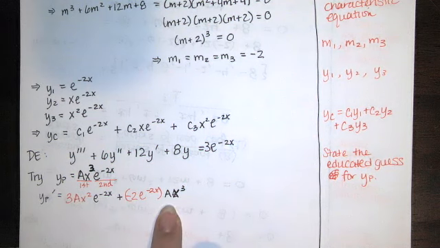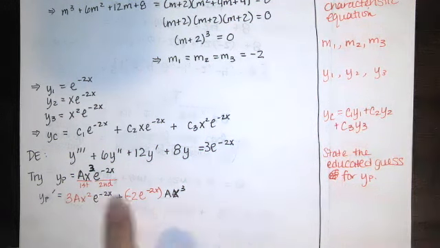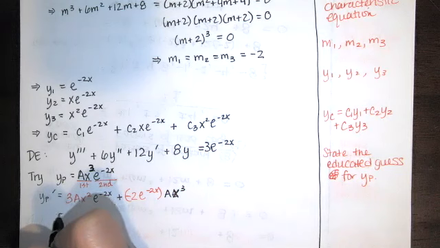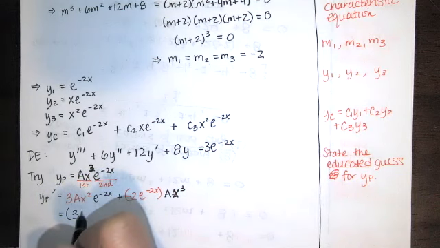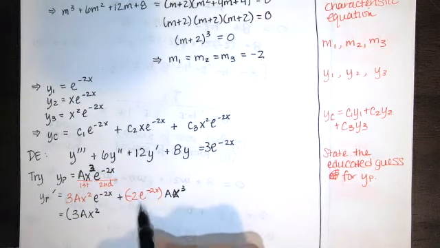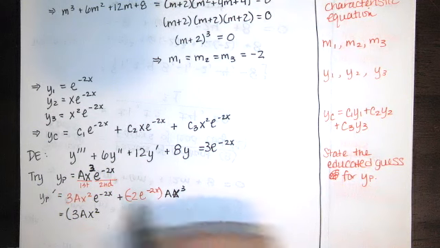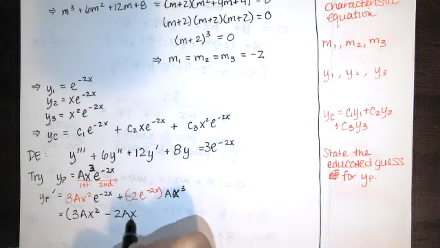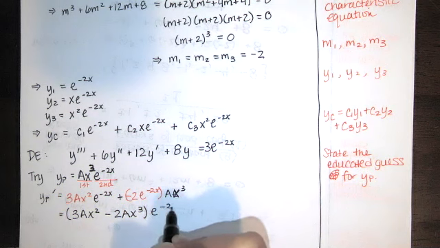Now this is not simplified, so we'll simplify it from here. I would factor out the e to the negative 2x. So you have 3ax squared here, negative 2 times a times x cubed there. That's your y sub p prime.